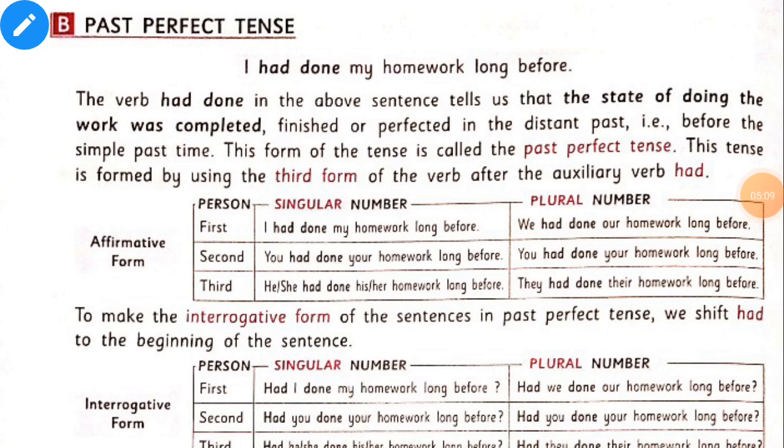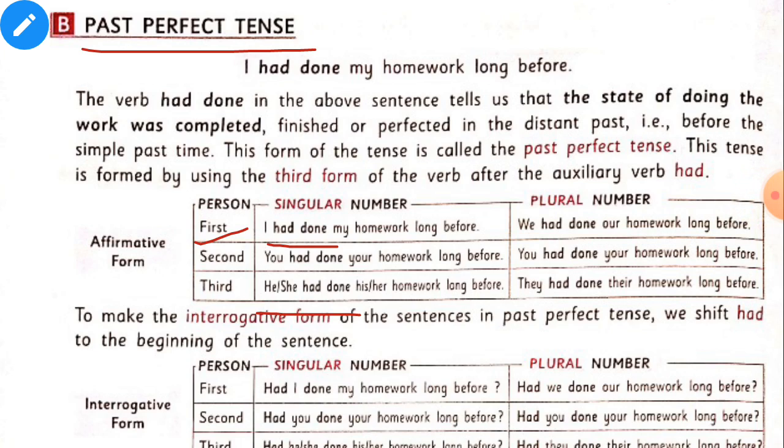Now children, we will learn about past perfect tense. Children, in past perfect tense, we use had with both singular and plural subjects. No matter whether the subject is singular or plural, we use only had and the third form of the verb. In the affirmative form of the past perfect tense, with the first person: I had done my homework long before. With the second person: you had done your homework long before. And with the third person: he or she had done his or her homework long before.